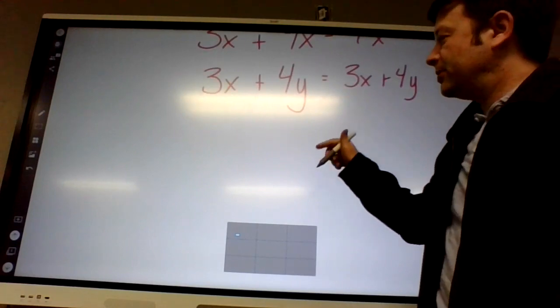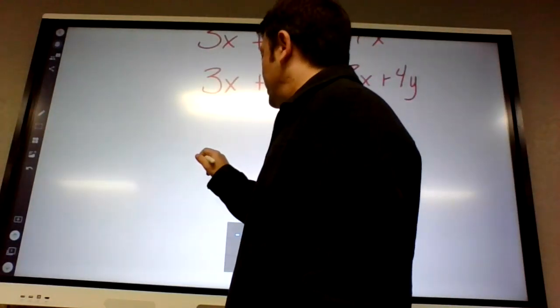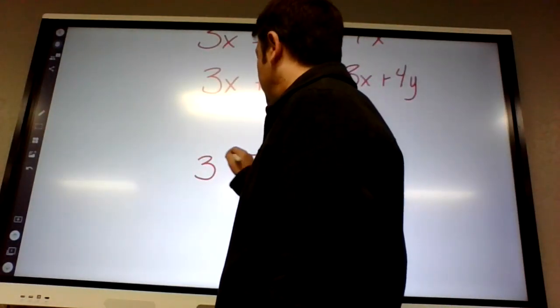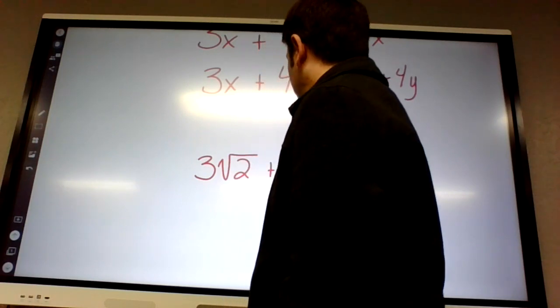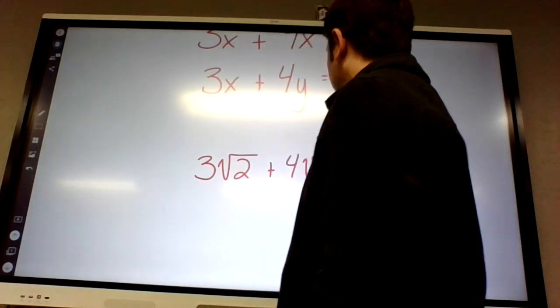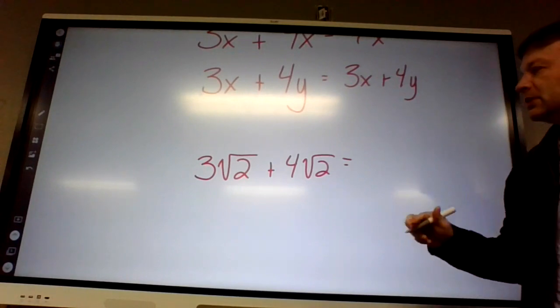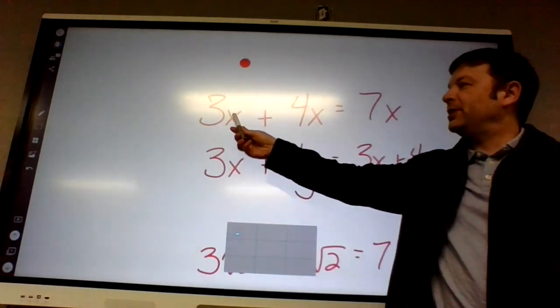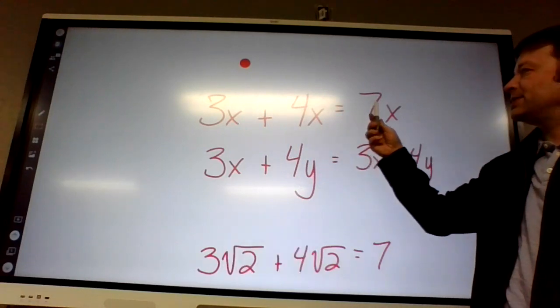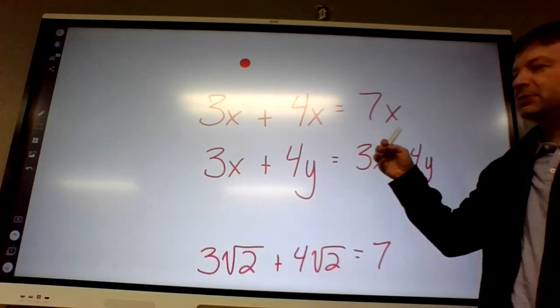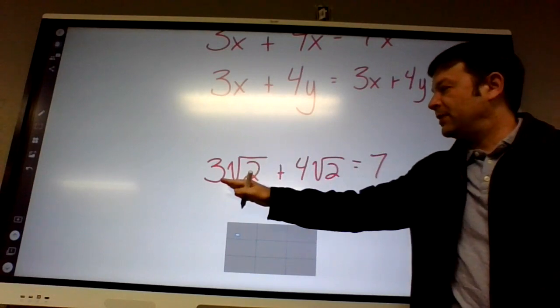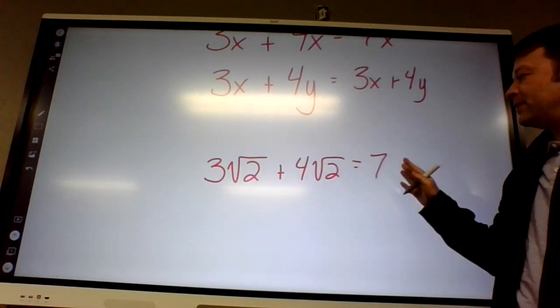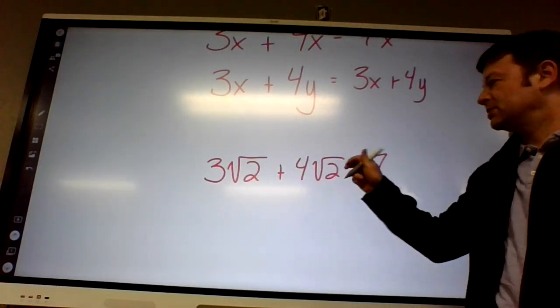Okay, so today we're not doing that, but we are doing, what do you think 3 square root of 2 plus 4 square root of 2 equals? 7 square root of 2. Okay, so just like 3x plus 4x is 7x, 3 of these plus 4 of these is 7 of these.